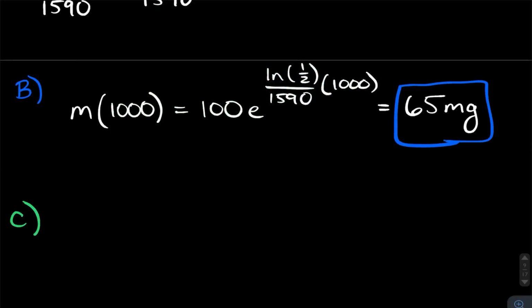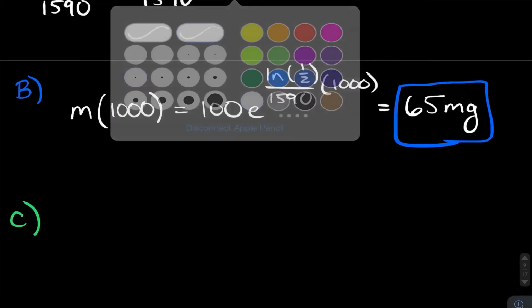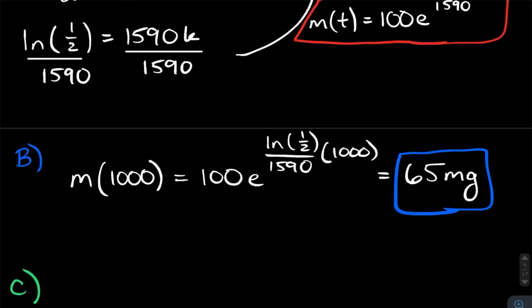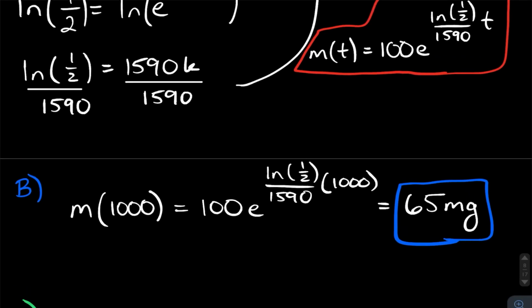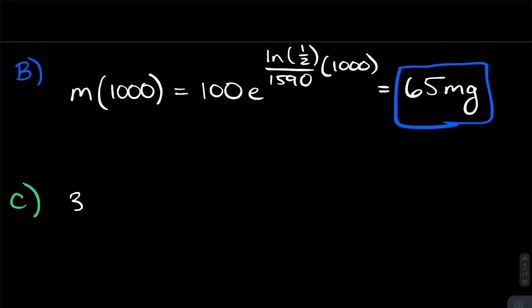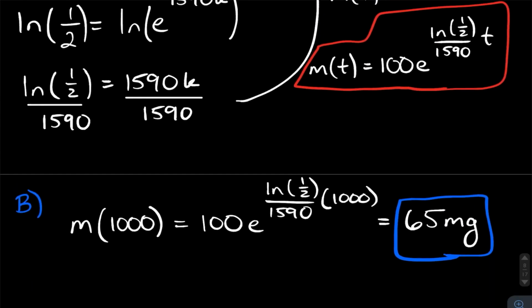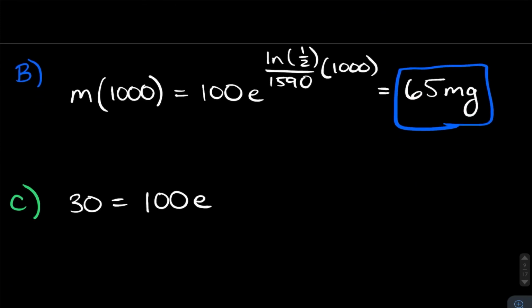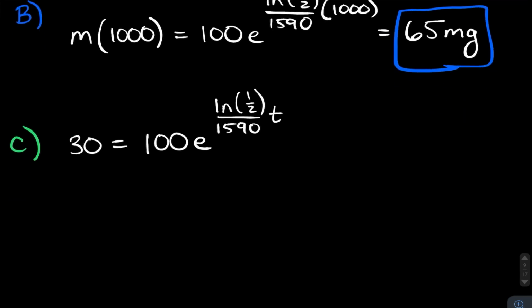Now let's talk about part C. All right. So when will the mass be reduced to 30 milligrams? Well, we're going to use our m of t equation. That would give us an m of t of 30. We're looking for when this mass ends up being 30. So when 30 is equal to 100 times e to the natural log of 1/2 over 1590 times t. That's all we're doing here, just solving for t.